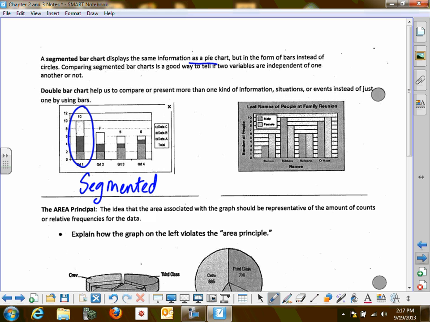And here is a double bar chart. It's very good for comparing items. For example, here is males and females. So this is your double bar chart that we are comparing items.